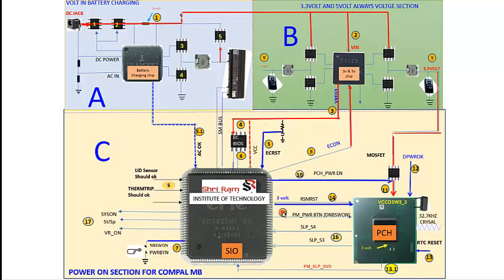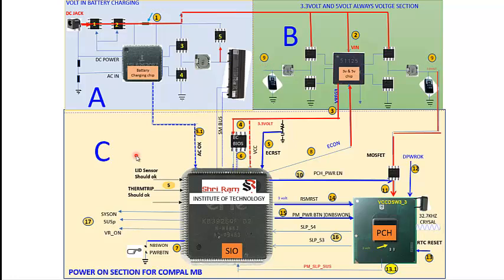After 10 milliseconds of delay, SIO generates another signal, that is called PM power button. It's called a digital power button. This signal informs the PCH that a power button is pressed. SIO sends this signal to the PCH informing that the power button is pressed. After receiving this signal, the PCH generates two signals, that is a wake up signal. Actually the power supply, all the buck converters are in sleep mode, that's all on off mode.